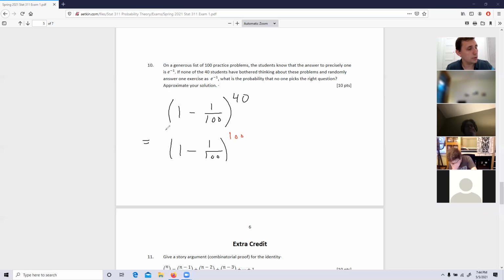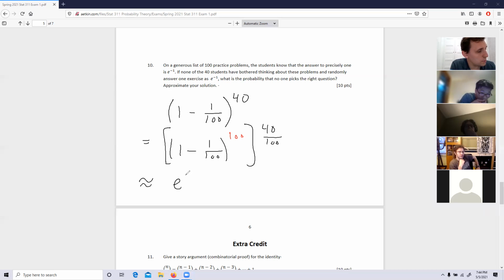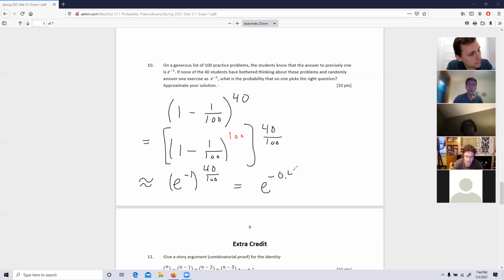But you don't. So what do you do? You just say it's to the power of 100 and then to the power of 40 over 100. Yes? So what is it approximately? This is approximately e to the power of -1 to the power of 40 over 100, which is simply e to the power of minus 0.4. You agree?